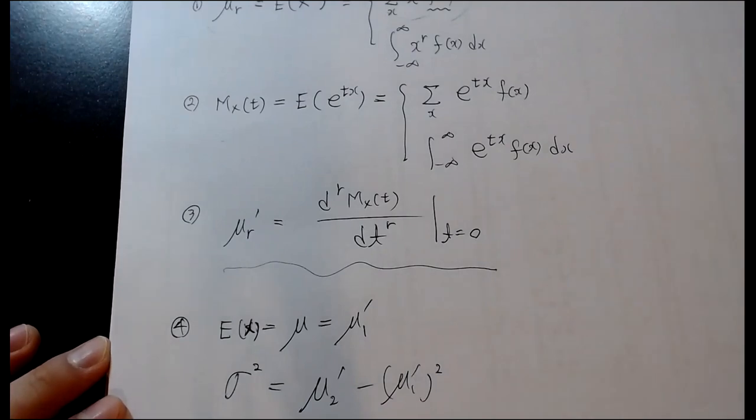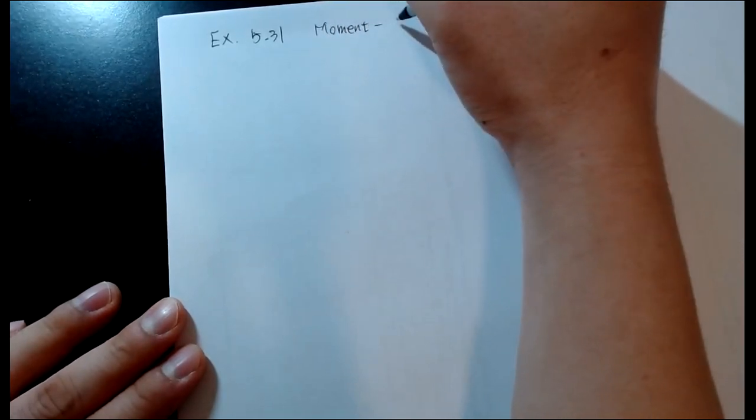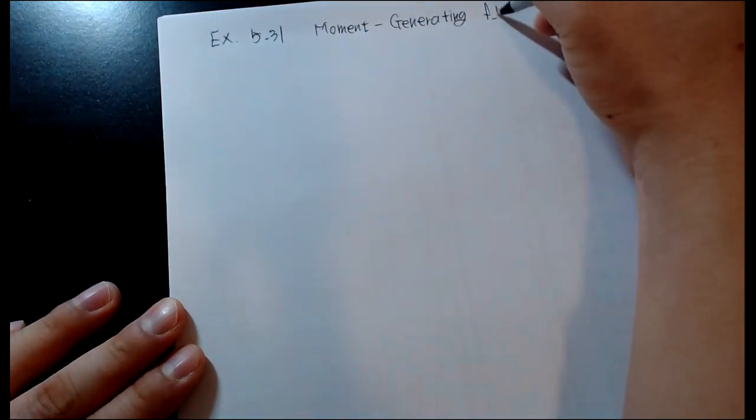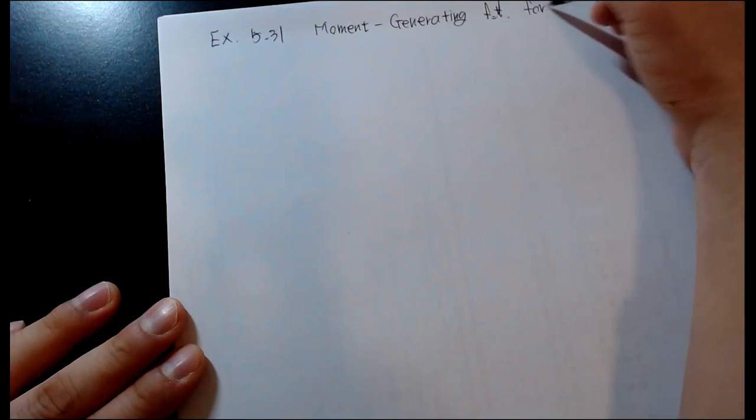Now we'll see another example, example 5.31. We're going to determine the moment generating function and then verify the mean and variance of the normal distribution. So this is the moment generating function for a normal random variable.